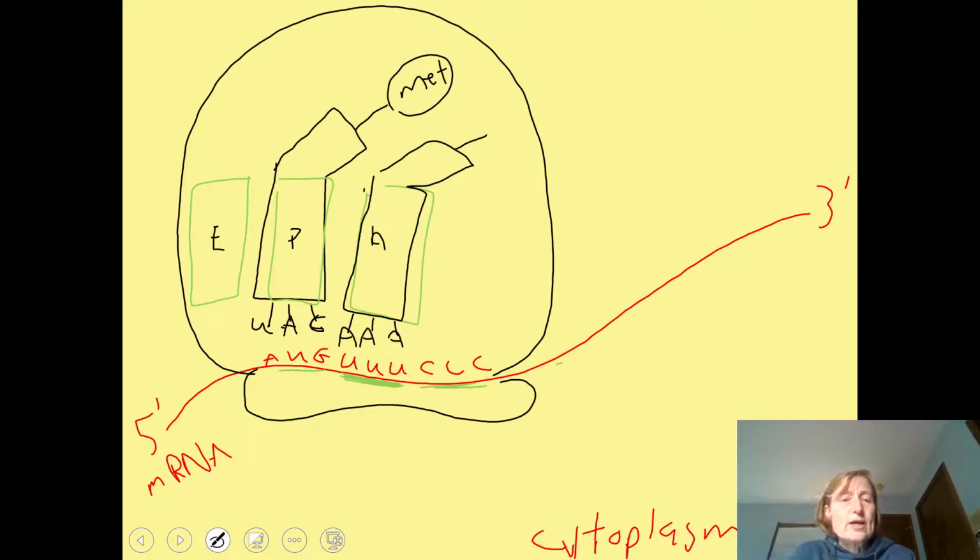What does the codon UUU code for? Which amino acid? Well, look it up in the dictionary. It codes for phenylalanine, PHE. All right, now we've got a problem. We have to connect our two amino acids to each other, right? We need to connect methionine to phenylalanine to get the first peptide bond between our two amino acids. And that's what happens next, okay?